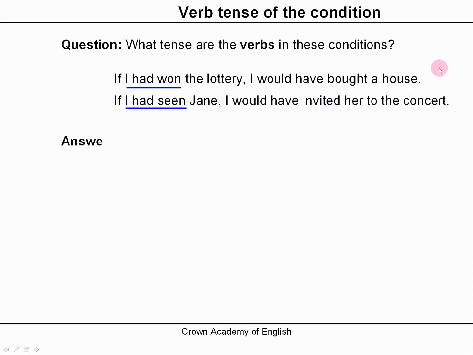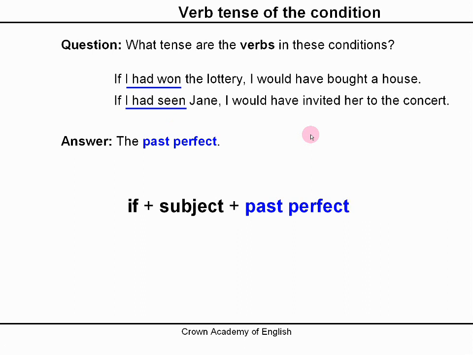So the answer is, the tense in both examples is the past perfect. The past perfect. I had won. I had seen. So the structure or the form of the condition in the third conditional is if, then the subject, and then the verb in the past perfect form. Okay, so that's the condition.